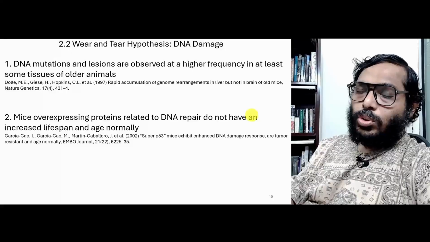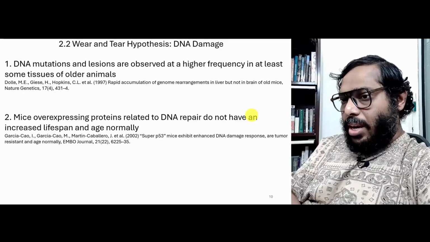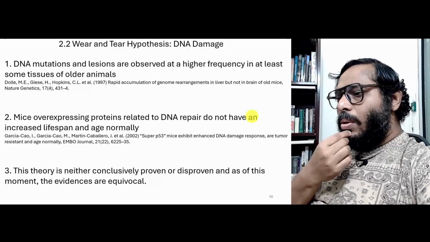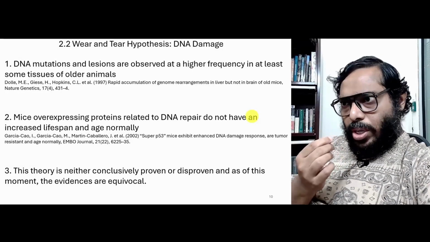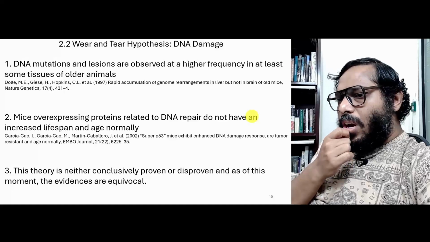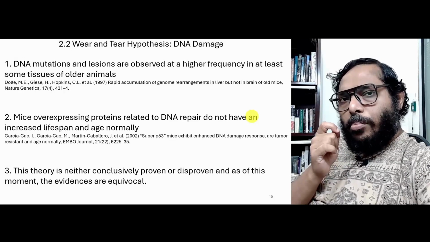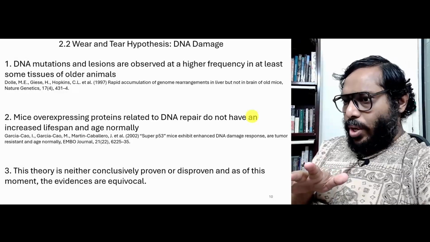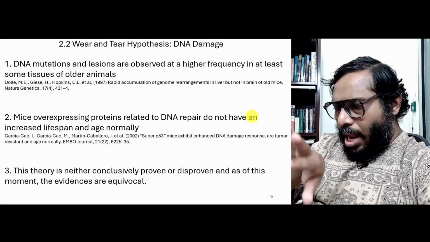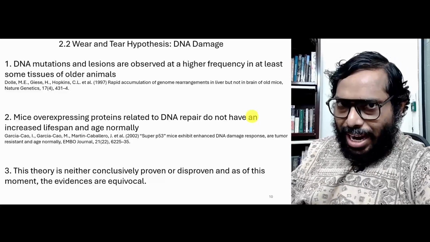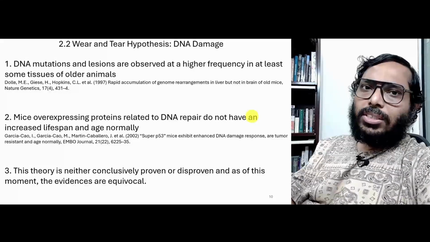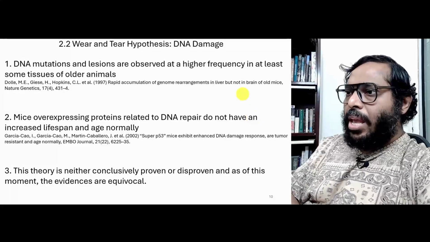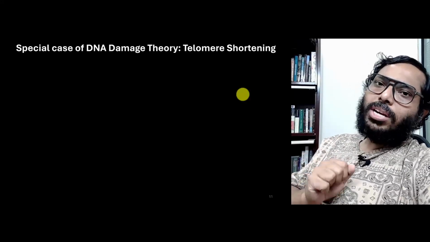Okay, so the pathologies also do not show up any differently, suggesting that probably there is no causal relationship. Now, this particular theory of DNA damage, direct damage to DNA, has not been conclusively proven or disproven, and the evidences are equivocal. However, there are many kinds of DNA damages. One of the major kinds that has been implicated in the context of aging is the so called telomere shortening.